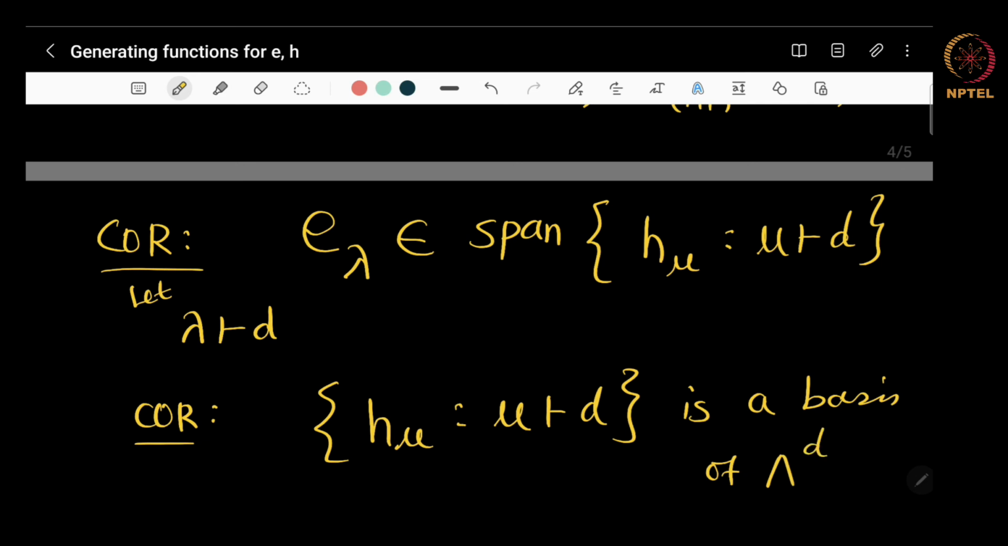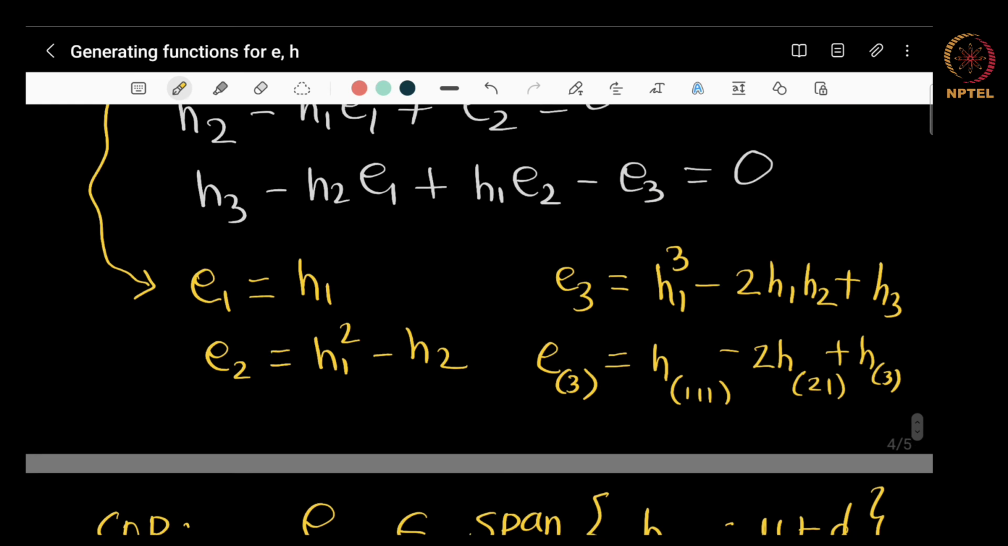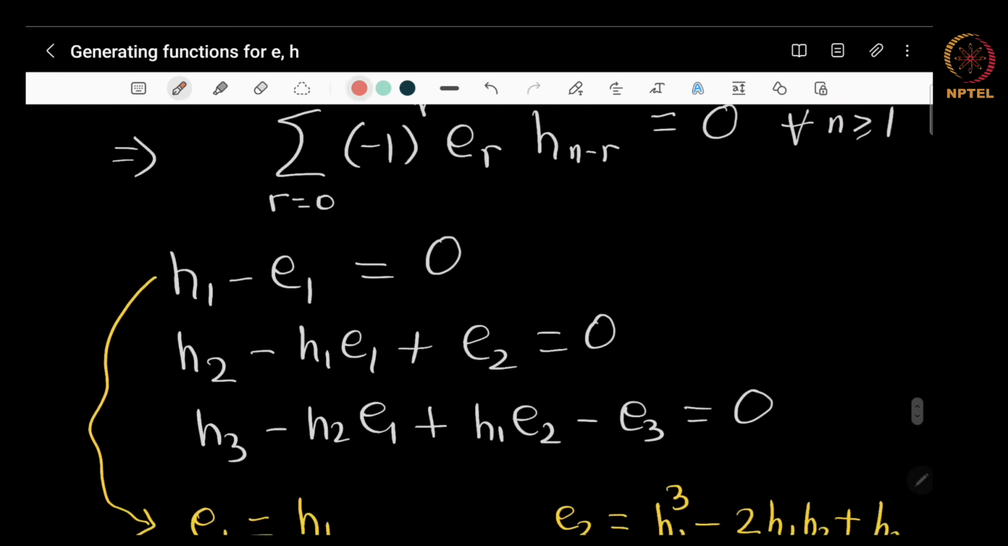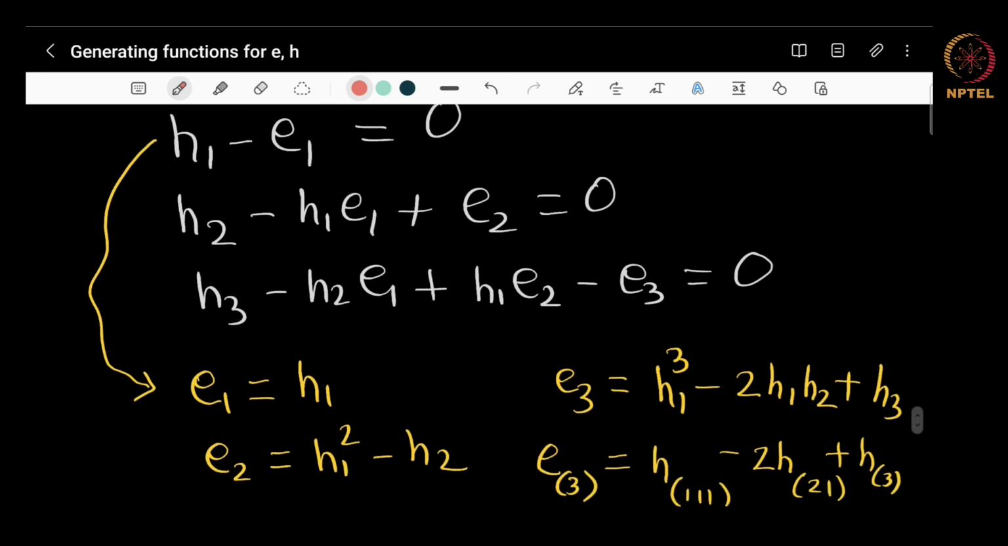Okay, so that's a nice corollary of this way of writing e's in terms of h's. But there's more. There's a beautiful symmetry in this set of equations. Not only does it enable you to write e's in terms of h's, it also allows you to write h in terms of e's. Okay, and if you see how those equations behave, there is a nice symmetry. So this just says h1 equals e1.